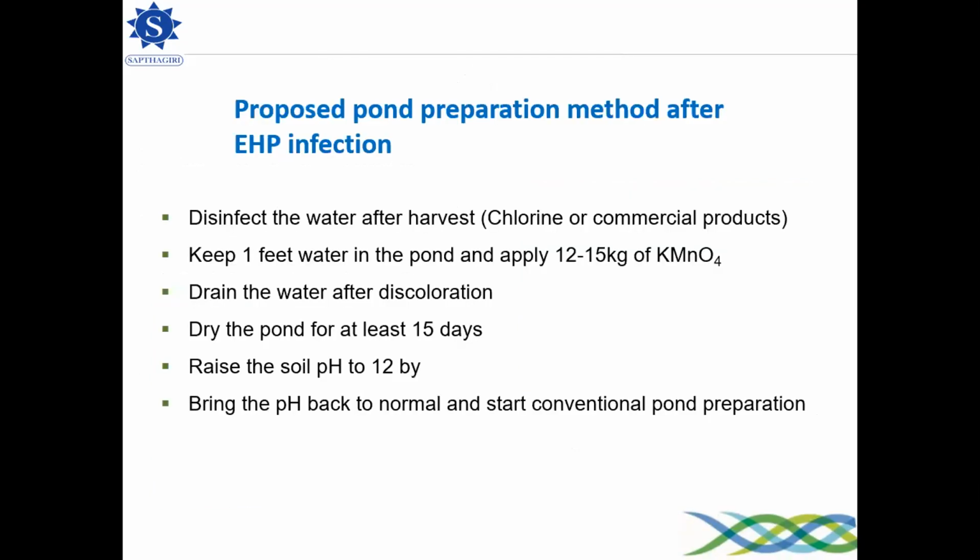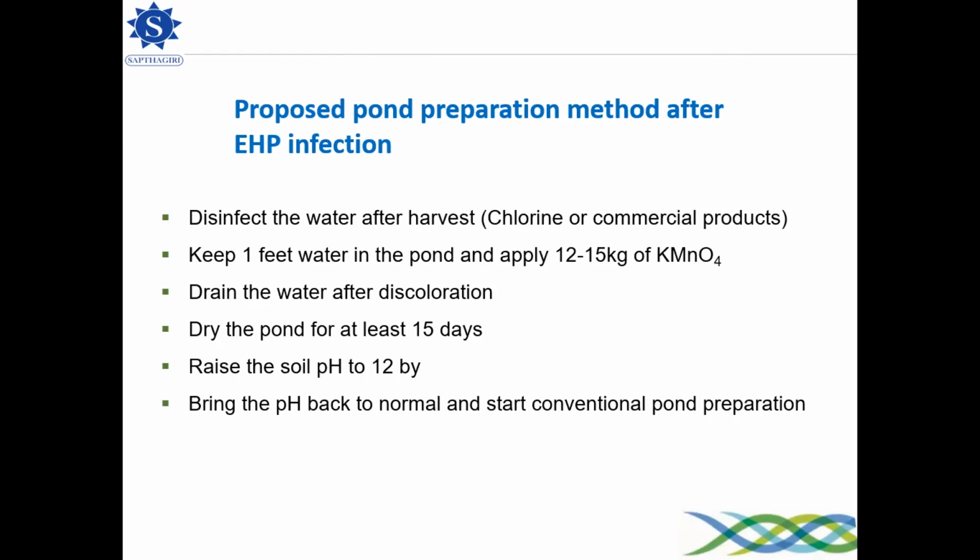So again, one proposed pond preparation method after EHP infection: disinfect the water with chlorine or other commercial products. And potassium permanganate is a very good disinfectant, a very good chemical for inactivating EHP spores. At 15 ppm for 15 minutes, complete EHP inactivation is happening.